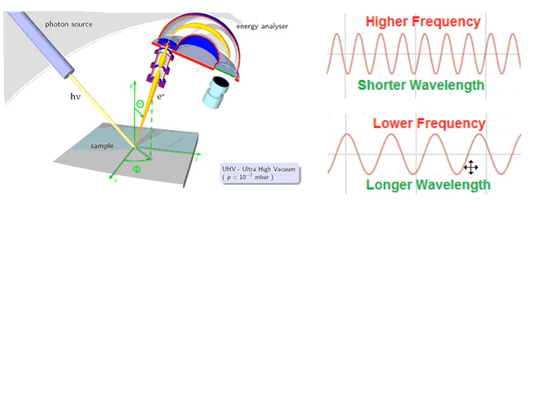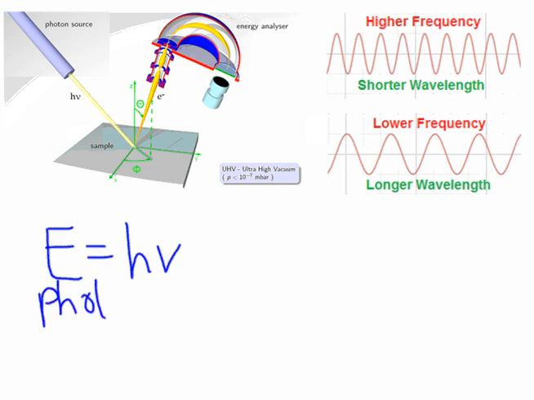So, just to recap, the way it works is that we have some source of energy, of light, some form of electromagnetic radiation, whether it's UV or X-rays, being fired at a sample. And each one of those photons has an energy. So this hν right here refers to the amount of energy of that photon. So energy equals hν, and that's, again, of the photon. Usually UV or X-rays.